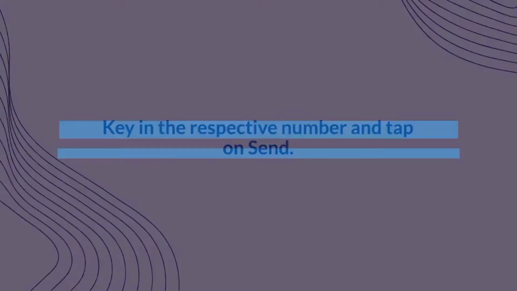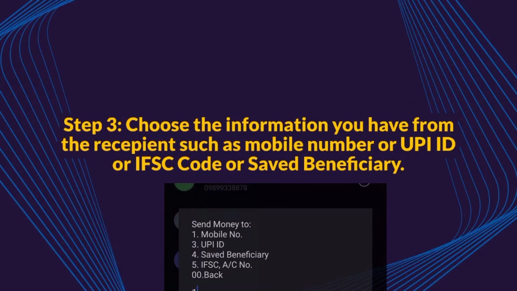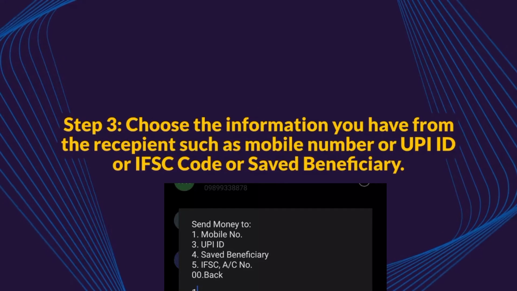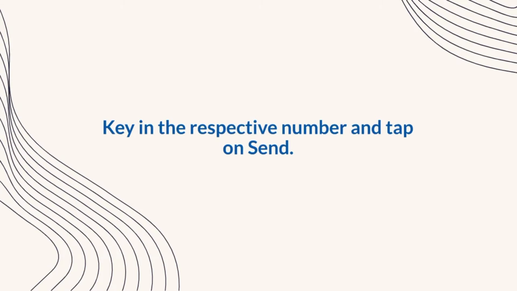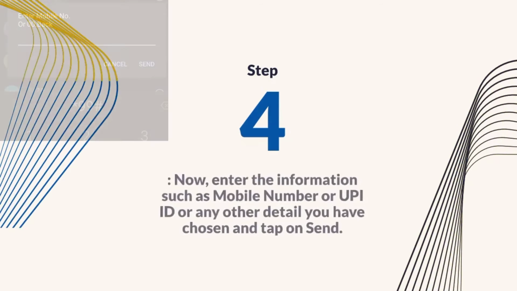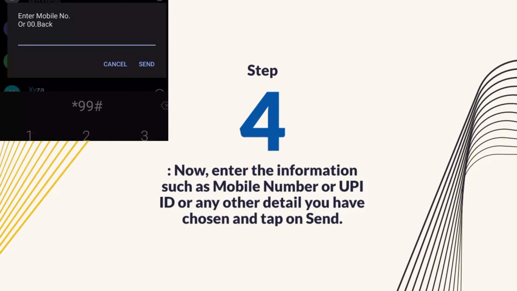Step 3. Choose the information you have from the recipient, such as mobile number or UPI ID or IFSC code or saved beneficiary. Key in the respective number and tap on send. Step 4. Now, enter the information such as mobile number or UPI ID or any other detail you have chosen and tap on send.